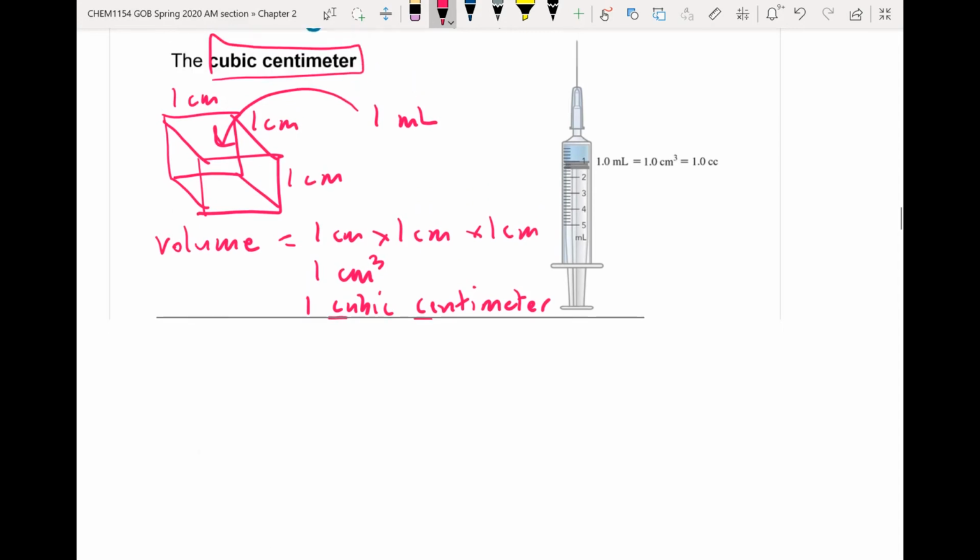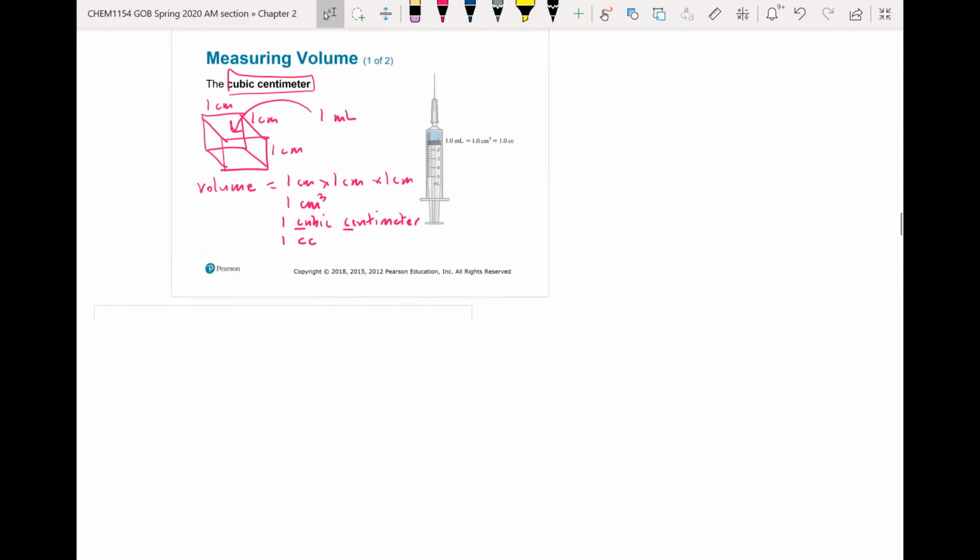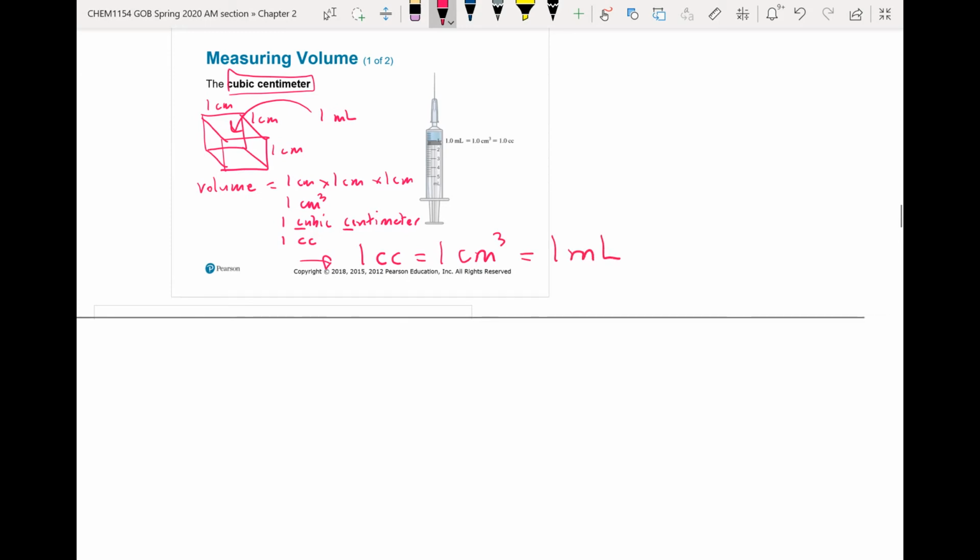We can say now that 1 cubic centimeter, 1 cc, is the same as 1 milliliter, right? They all mean the same thing. So when you go to the doctor and they give you 5 cc's of saline or something, it's 5 milliliters that they're giving you, right? Cubic centimeter or cc sounds a little more exotic, but it's the same thing. 1 cc, 1 cubic centimeter is 1 mil or milliliter.